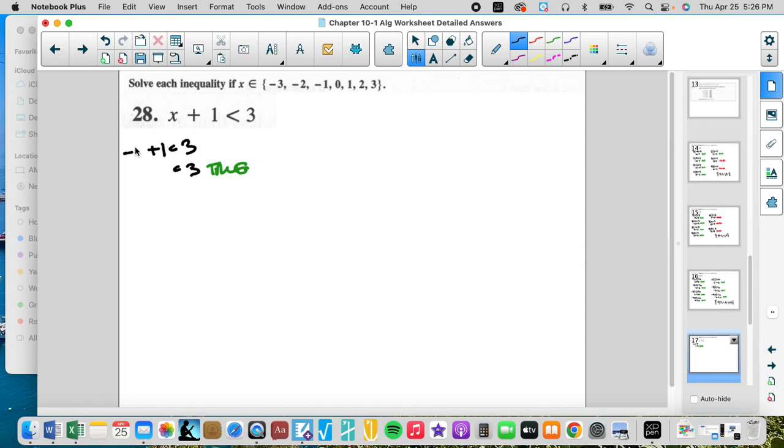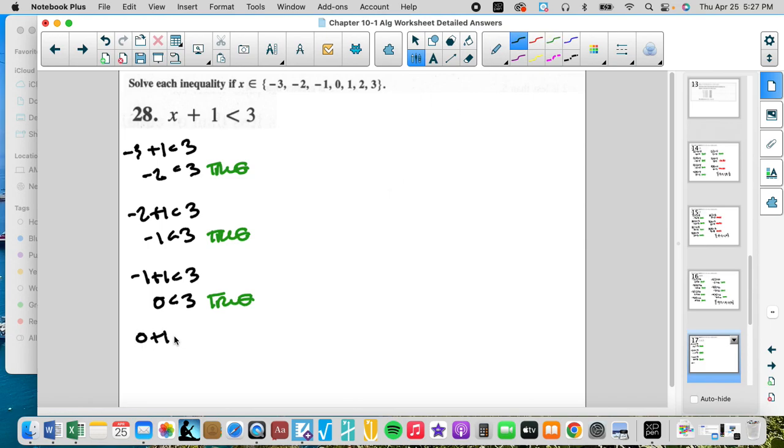Negative 3 plus 1 is negative 2. Is negative 2 less than 3? That is true. Is negative 2 plus 1 less than 3? Is negative 1 less than 3? That is true. Is negative 1 plus 1 less than 3? Is 0 less than 3? That is true. Is 0 plus 1 less than 3? Is 1 less than 3? That is true.